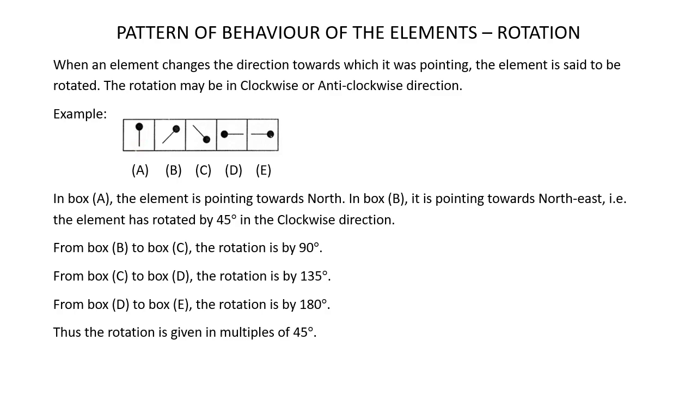In box B, the element is pointing towards the northeast. That is, the element has rotated by 45 degrees in the clockwise direction. From box B to box C, the rotation is by 90 degrees. That is 45 degrees from this position to this position and another 45 degrees from this position to this position. So the rotation is by 90 degrees.